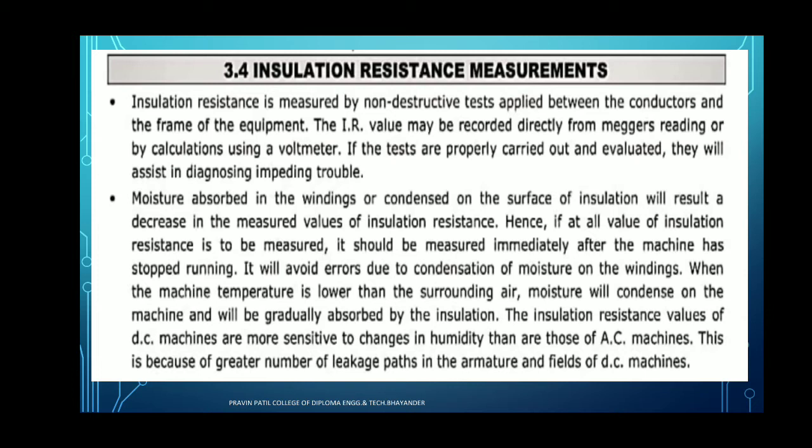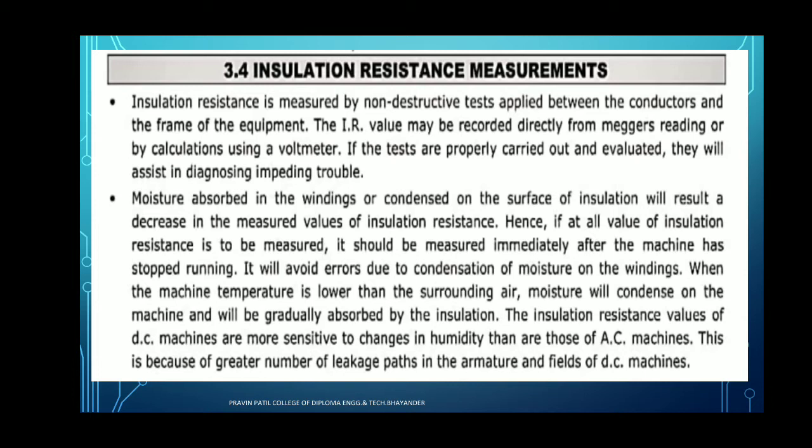The moisture observed in the winding, or the condensate on the surface of the insulation, will result in a decrease in the measured value of the insulation resistance. Hence, if the value of the insulation resistance is measured with the help of the megger, it should be measured immediately after the machine has stopped running. Then we can measure the insulation resistance of that electrical machine.